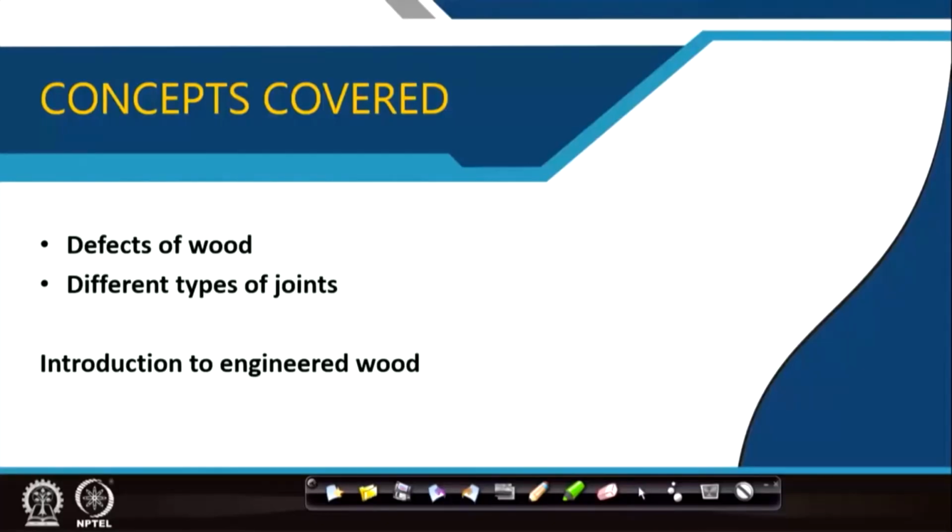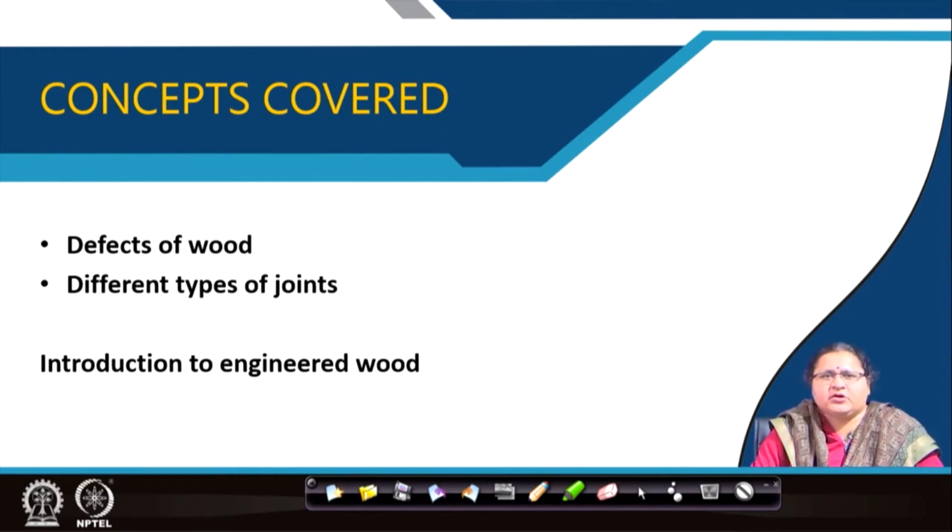But prior to knowing that, we need to know what are the defects that can appear in the wood or timber which we get for this purpose. So, coming to the defects here, apart from knowing these defects, we will also go to the different types of joints and I will give you a brief introduction of engineered wood.